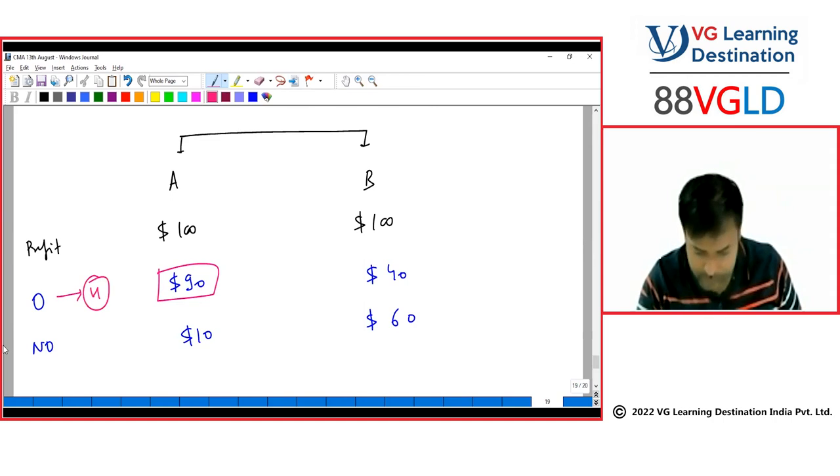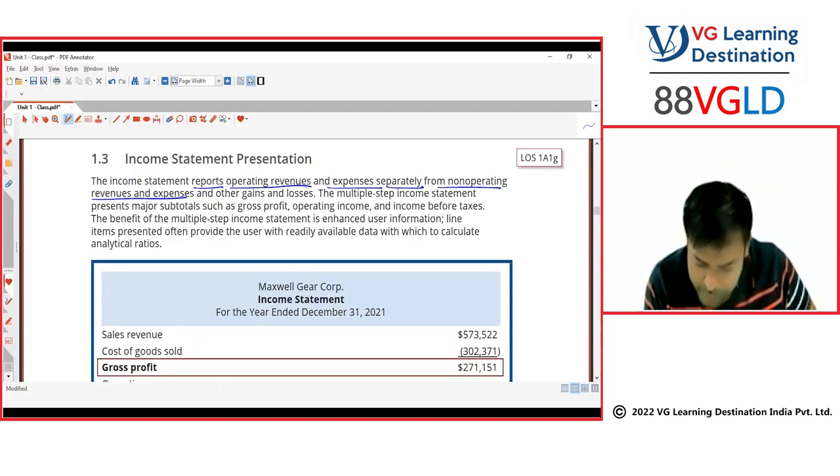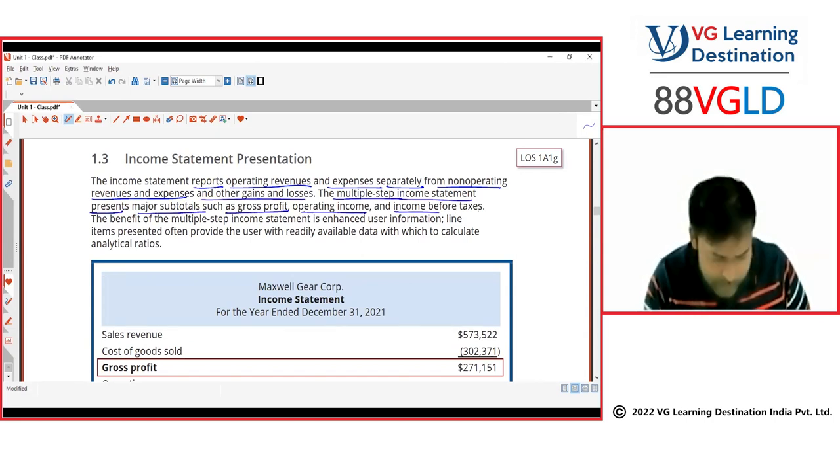Okay, let's see. So the income statement reports the operating revenues and expenses separately from the non-operating revenues and expenses, and other gains and losses. The multiple step income statement presents the major subtotals such as the gross profit, operating income, and income before tax.